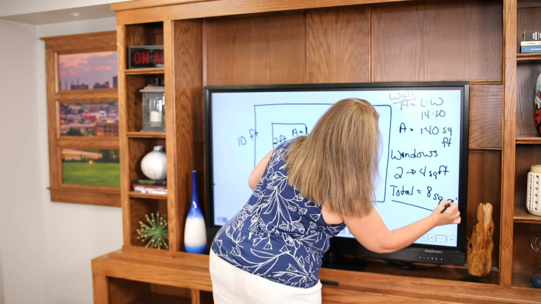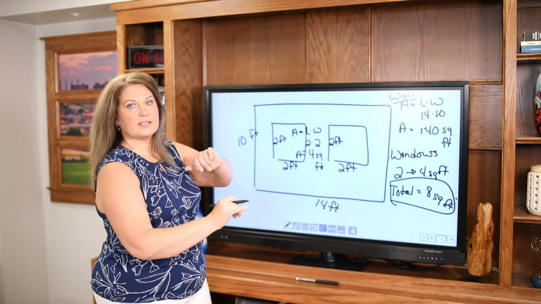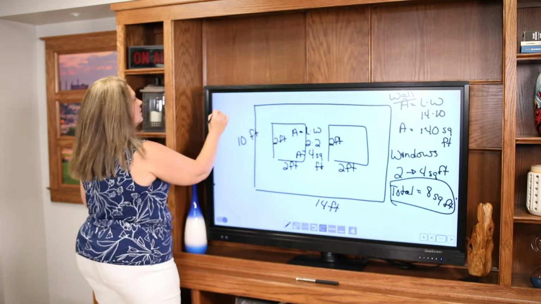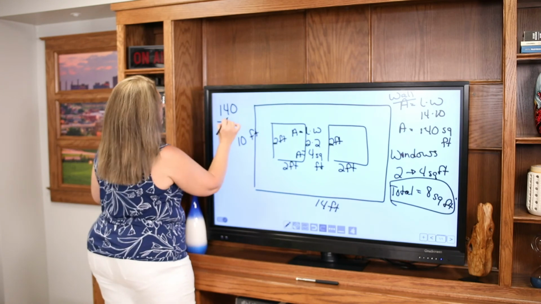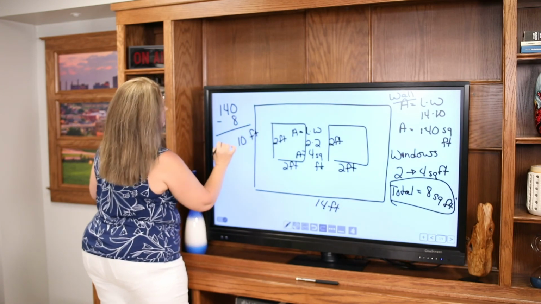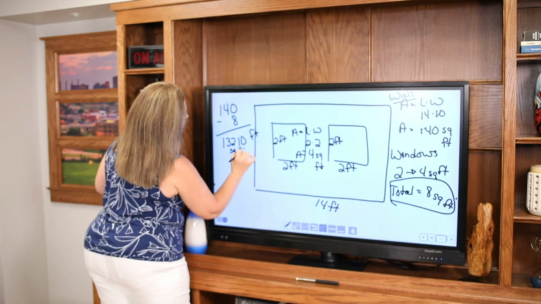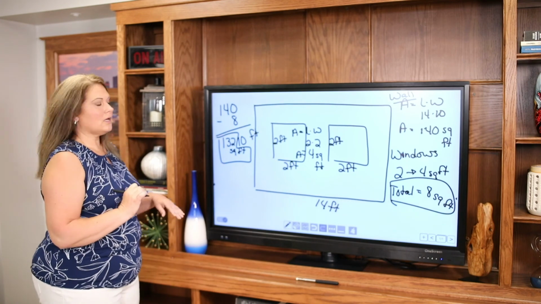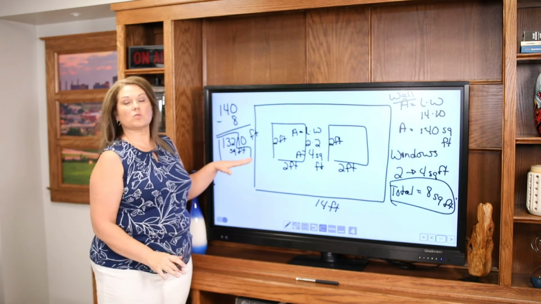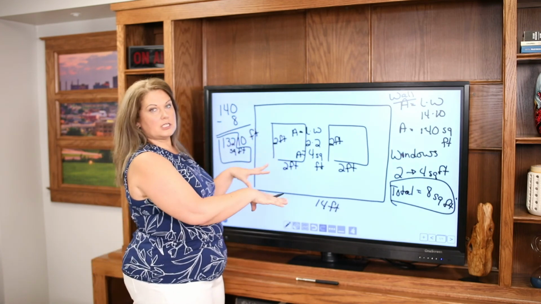Now, remember, I do not want to paint or whatever I'm doing to this, so I'm going to subtract. So I have my 140 minus the 8, and it's bleeding into my dimensions. Okay, so it's a good idea to box it in. So it's 132 square feet for my surface area that I need for this particular wall.